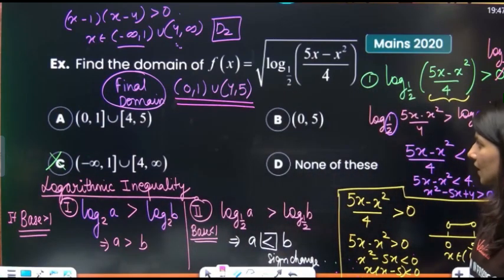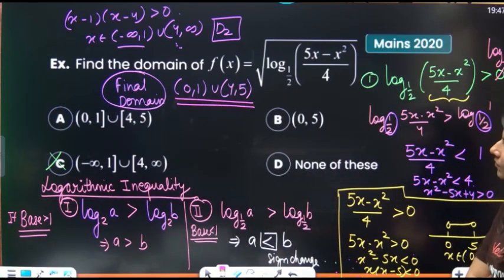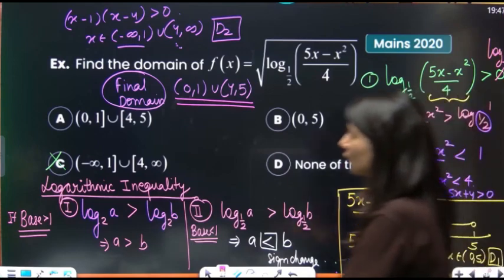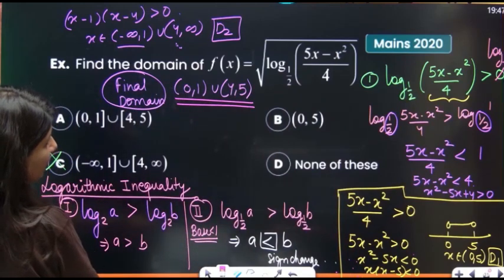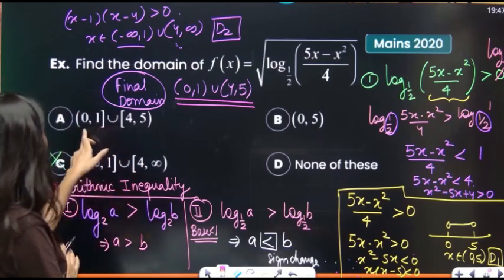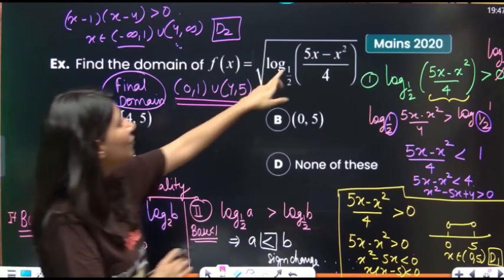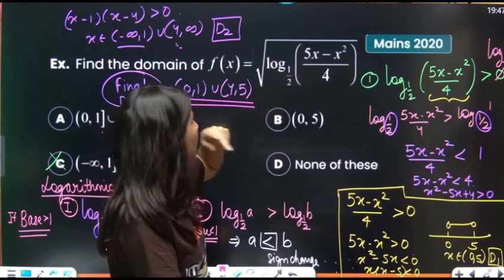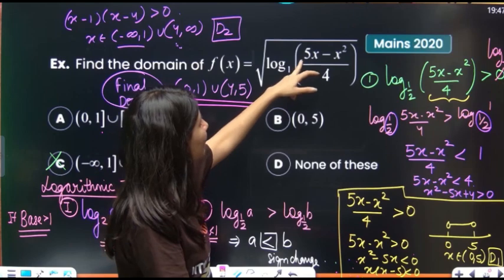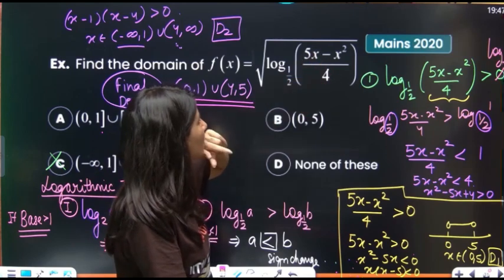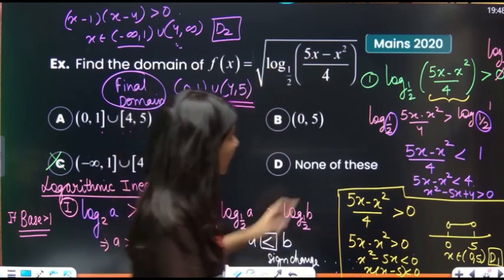Perfect. So I think, and you know what, 4 is also not possible. So if I talk about option A, 1 is also not possible. Because option A is saying 1 and 4. If you put 1, then what will happen? It will become 5 minus 1, 4, 4 by 4. So log 1. Sorry. Oops.